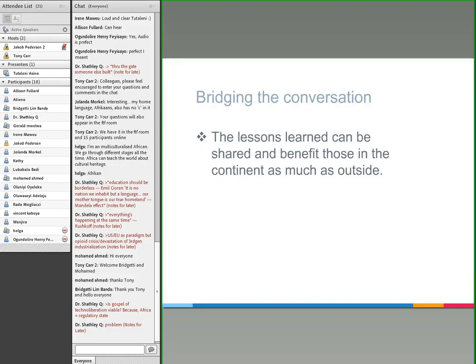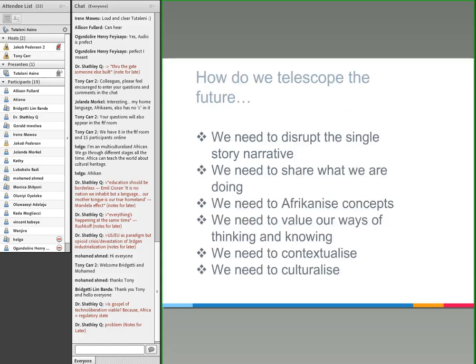There's a lot of lessons that can be shared from one place to the other, especially around open education, for example, where a lot of people even here at UCT have led in that space. There's a lot of space, a lot of conversation around integration of technology. There's a lot of conversation and actual examples of what it means to be learner-centered that also needs to be shared as a way of bridging that narrative.